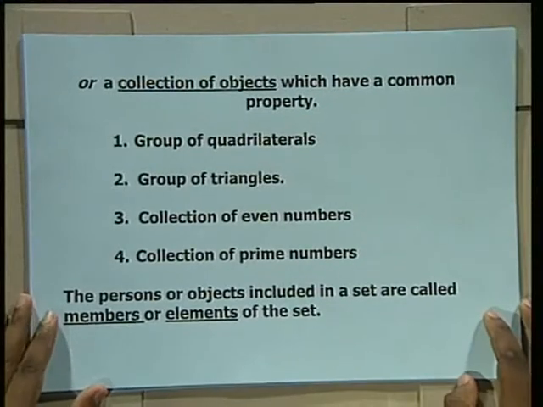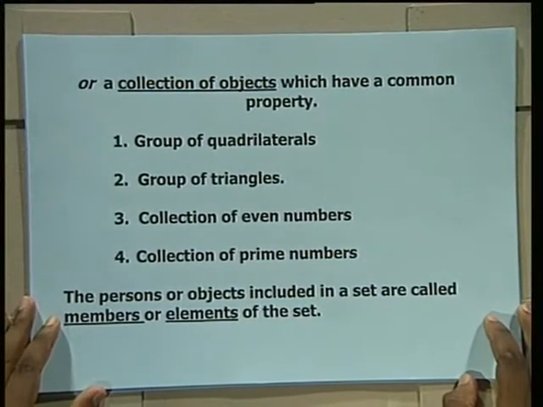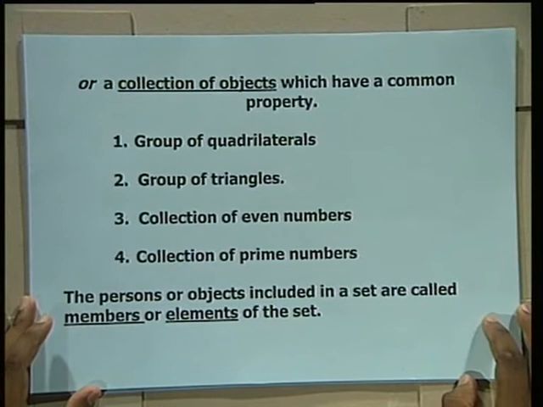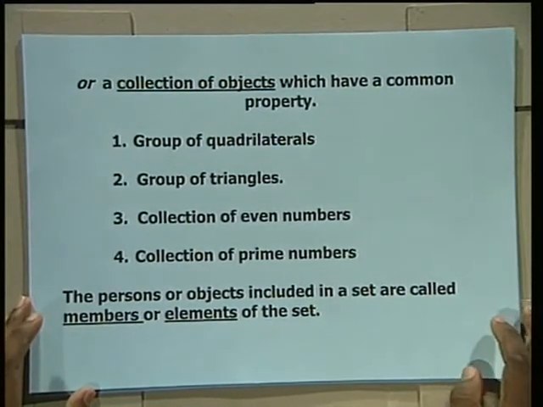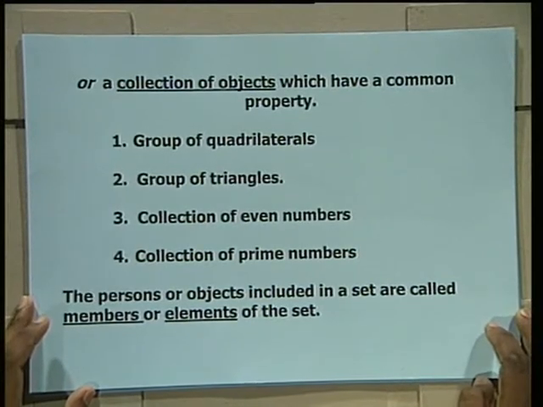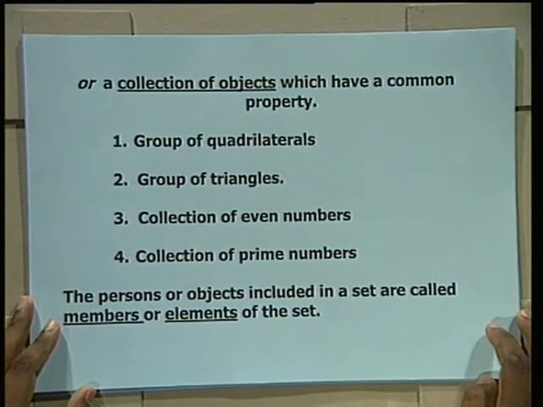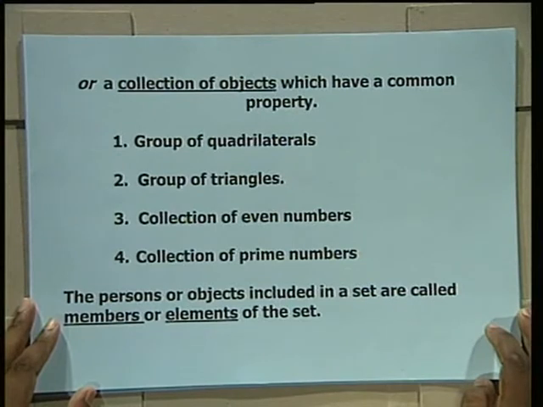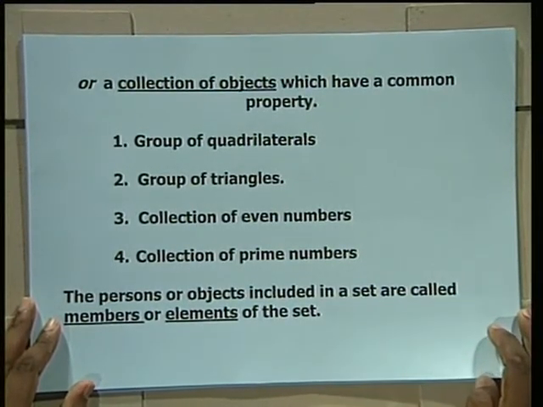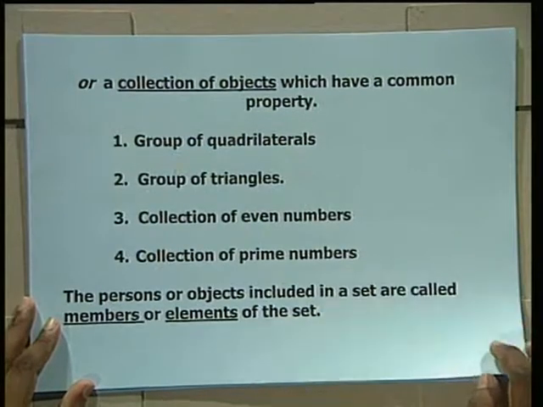Or a set can also be defined as a collection of objects which have a common property. For example, a group of quadrilaterals, that is, the set consists of polygons having 4 sides. A group of triangles, a collection of even numbers, a collection of prime numbers. They are all examples of sets. The persons or objects included in a set are called members or elements of the set.